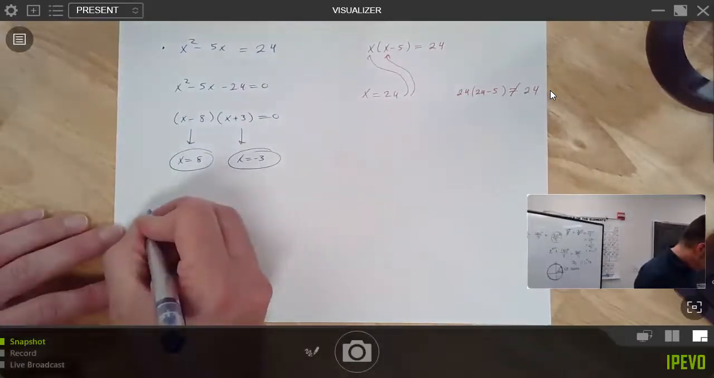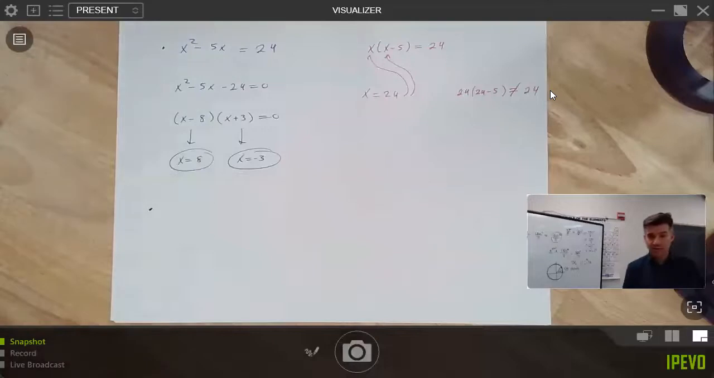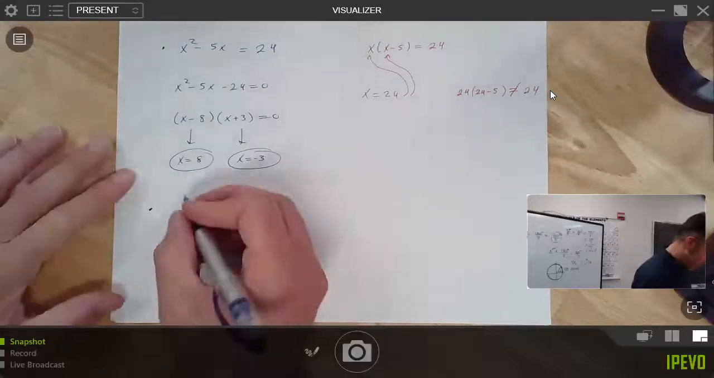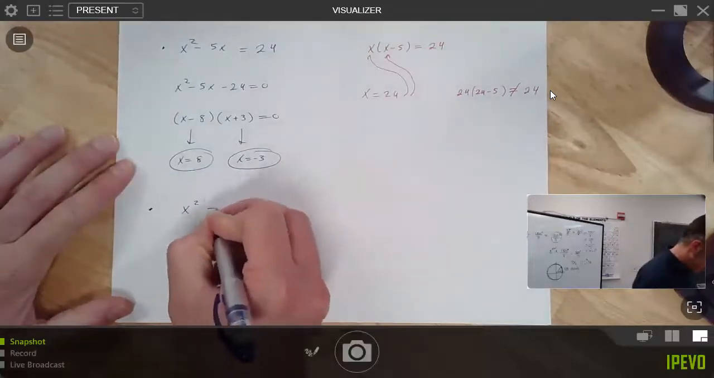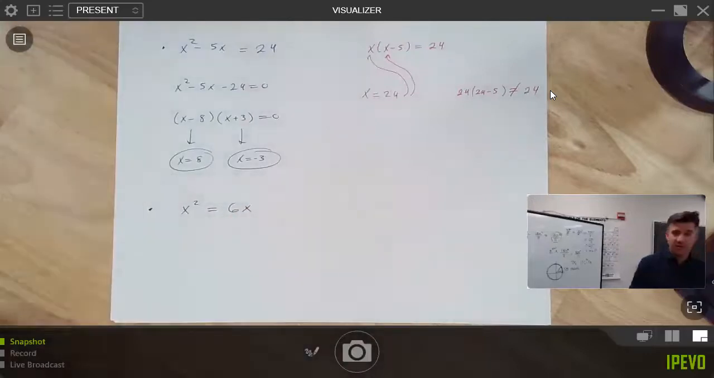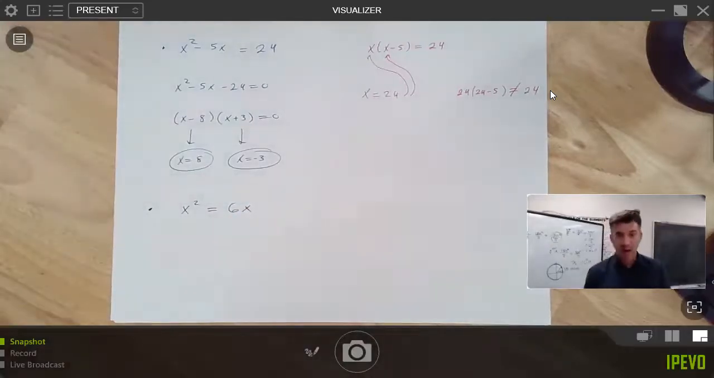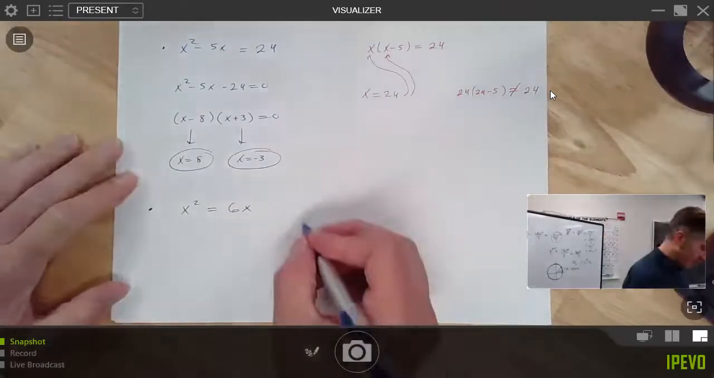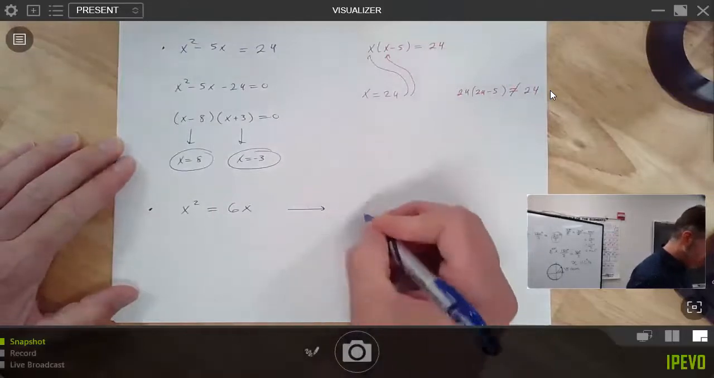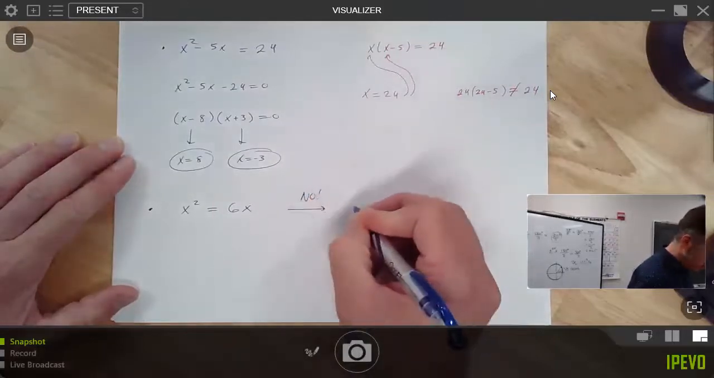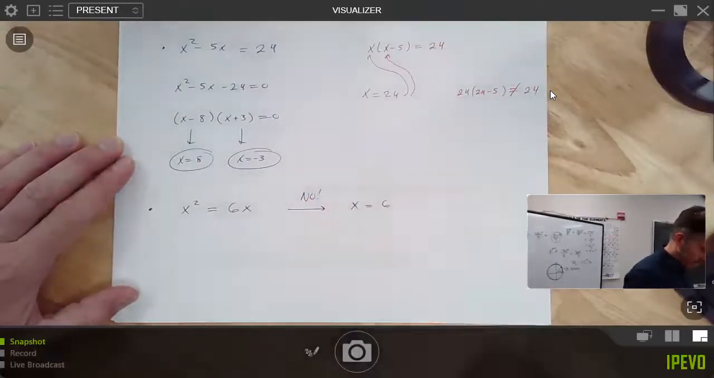I will also point out, sometimes it's too easy. You guys are like, give me that. Like if you want to solve x squared equal to 6x. The wrong thing to do here is to divide by x. Because if you divide both sides by x, you get x equal to 6.